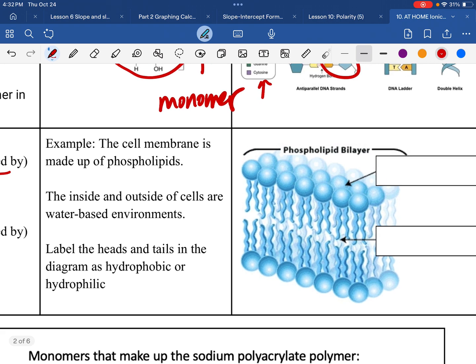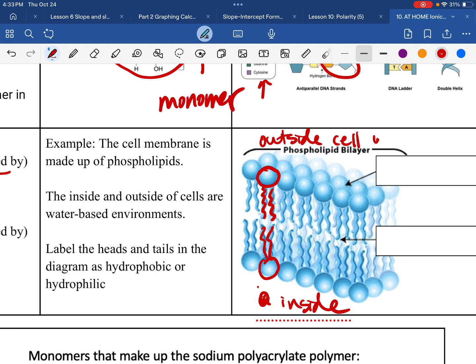And the cell membrane is made up of phospholipids. So each one of these molecules that has a head and two tails is a phospholipid. And this represents the cell membrane. It's a double layer of these phospholipids with the tails pointed towards each other and the heads pointed outwards. So some of the heads point to the outside of the cell, and some heads point inside the cell. And it turns out inside and outside of the cell are both water-based environments. So like the cytoplasm is mostly water.